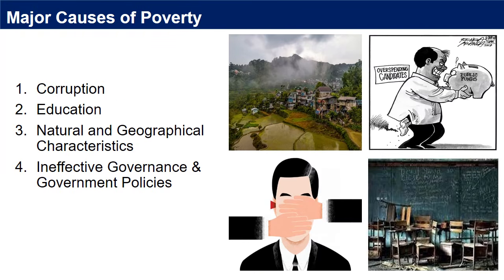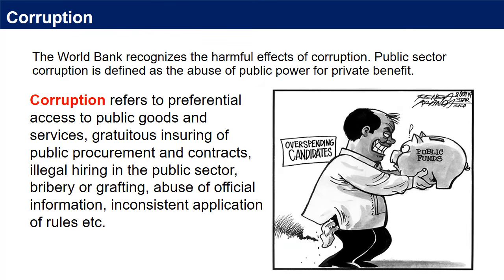The major causes of poverty are corruption, education, natural and geographical characteristics, ineffective governance and government policies. The World Bank recognizes the harmful effects of corruption. Public sector corruption is defined as the abuse of public power for private benefit. Corruption refers to preferential access to public goods and services, gratuitous ensuring of public procurement and contracts, illegal hiring in the public sector, bribery or grafting, abuse of official information, inconsistent application of rules, etc.